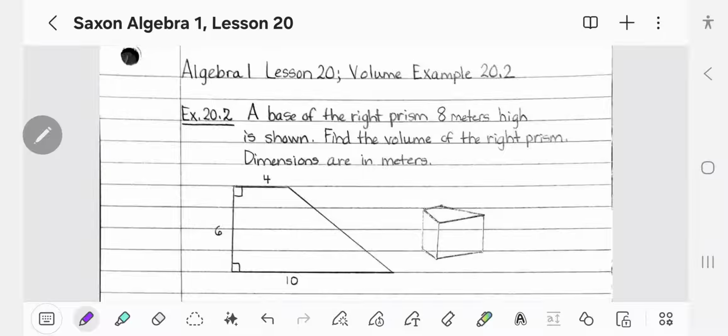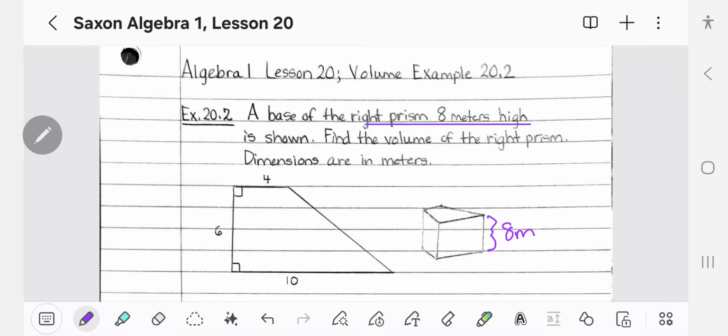Dimensions are in meters. Now, I couldn't think of a real-life example of this. Maybe y'all can think of one and you can put it in the comments, but I couldn't think of anything that would fit this one.